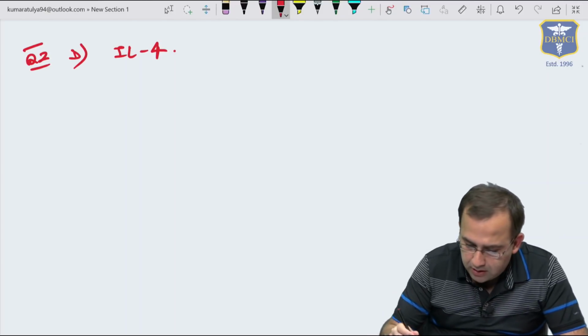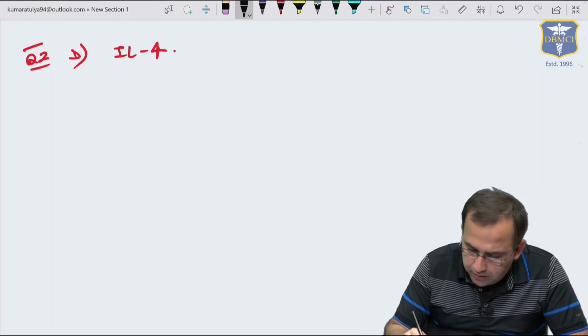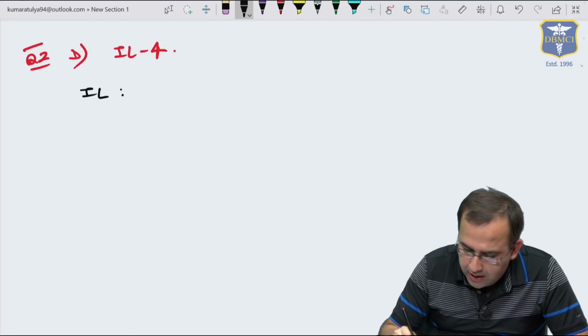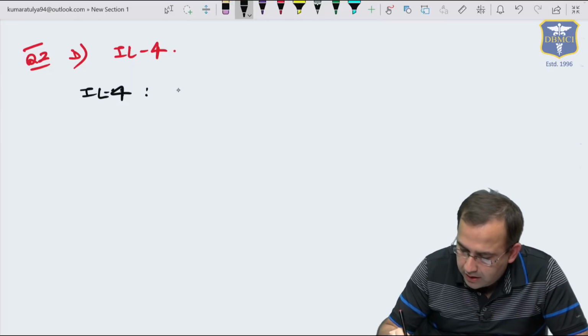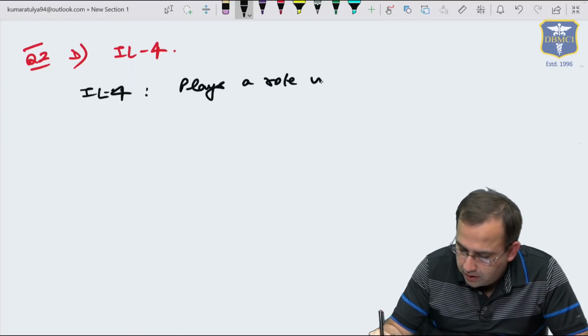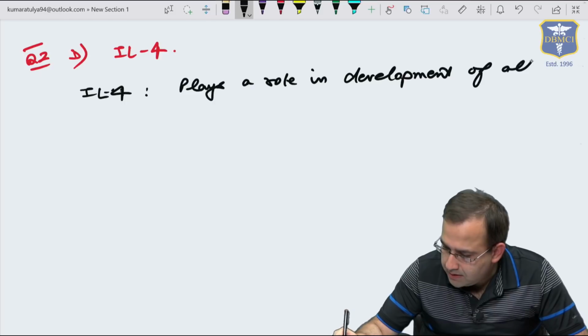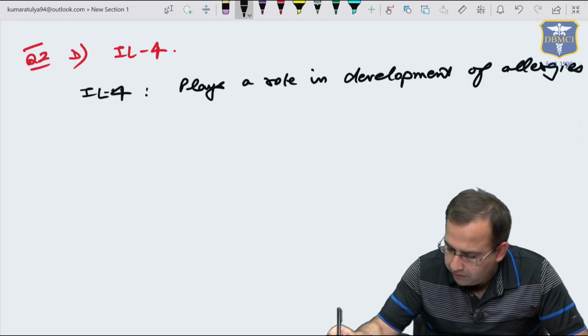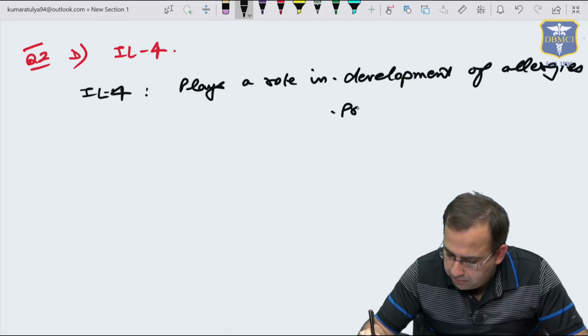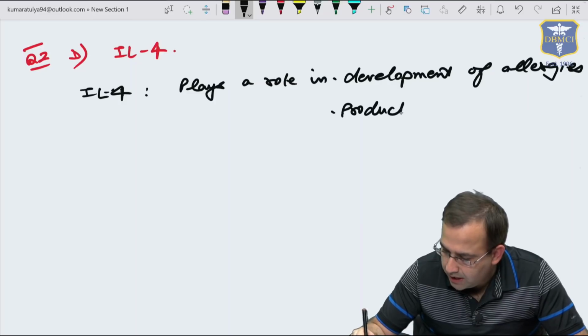Let us have a look at this. Interleukin 4 is involved in, or plays a role in, the development of allergies and the production of IgE antibody.